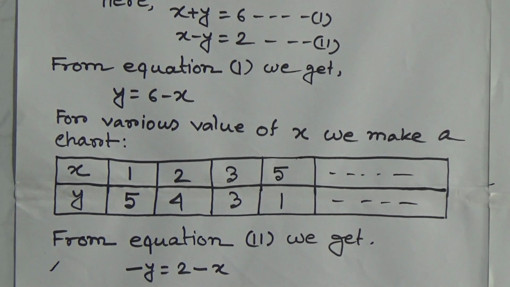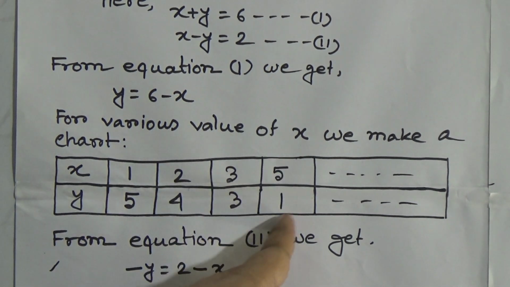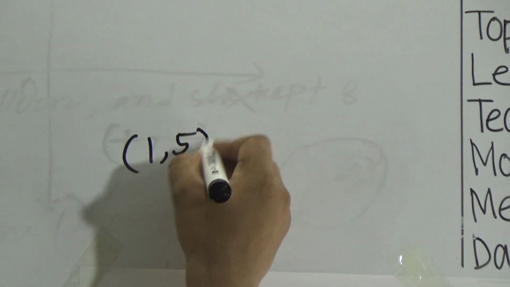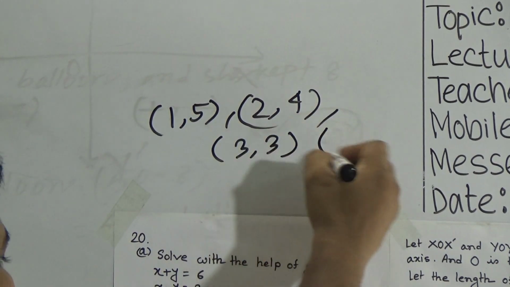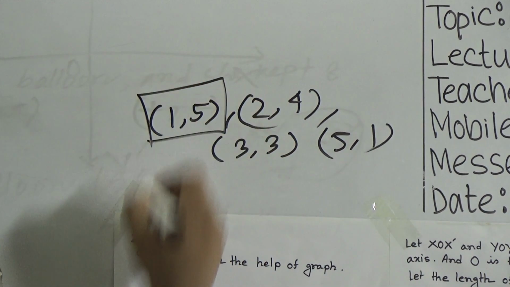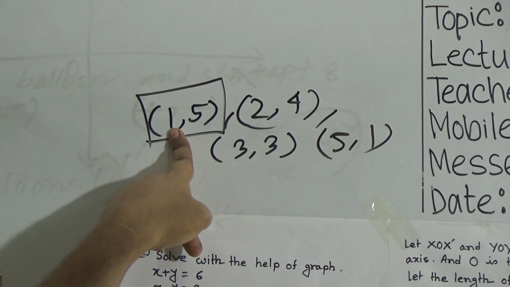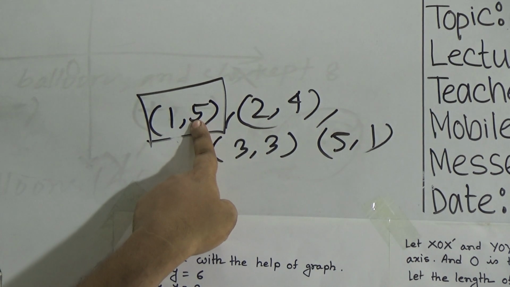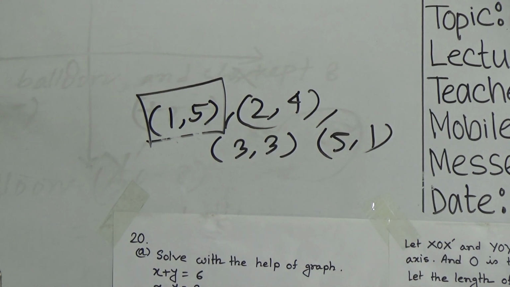My dear students, from this chart we get 4 points: (1, 5), (2, 4), (3, 3) and (5, 1). Suppose (1, 5) is a point. The first part is called abscissa and the second part is called ordinate. Okay, abscissa and ordinate. I hope you have understood.